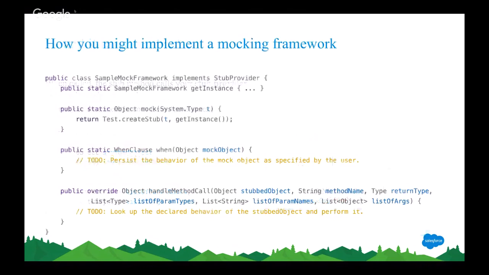So how might you actually implement your own mocking framework? Here's an example that John came up with. And it's similar to ApexMocks. But it's very simple. So essentially what you do is you'll have a class like sample mock framework. That class needs to implement your stub provider. And then you need a method like mock, which will call into the Stub API. And what this does is it basically just returns an instance of this sample mock framework for you to then be able to call when and handle method calls to essentially do whatever you want. There's whatever logic you want to add in there to do any amount of things is up to the developer of that framework.